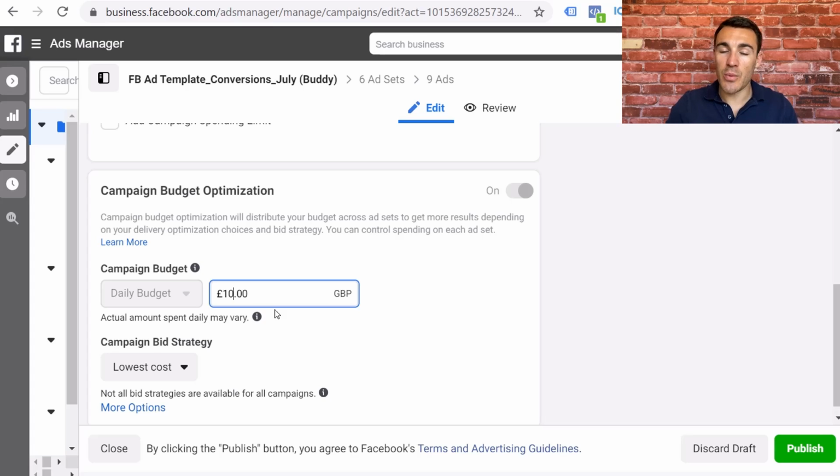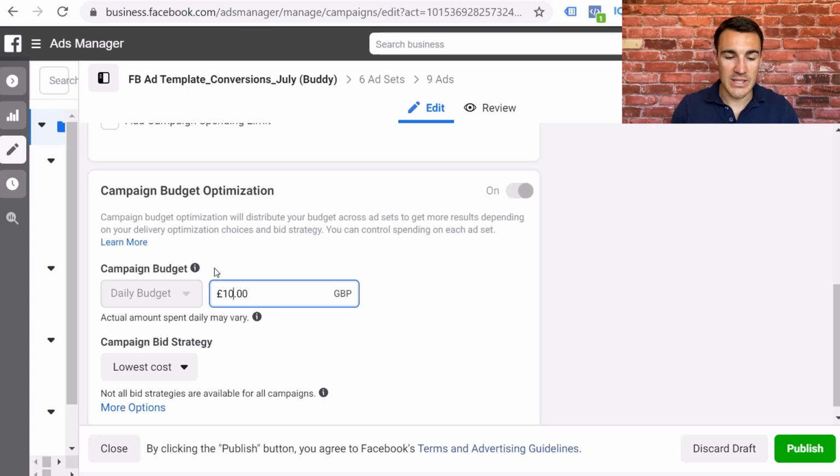So the percentage by which you can increase your budget in one go is determined by how much you're spending. At lower budgets, you can increase it by a larger amount. At higher budgets, you should increase it by a lower amount in terms of a percentage each time. So let's say I've got £10 a day and my target is to spend as much as I possibly can whilst keeping my cost per conversion really low. Well, the first thing I'm probably going to do is double it.